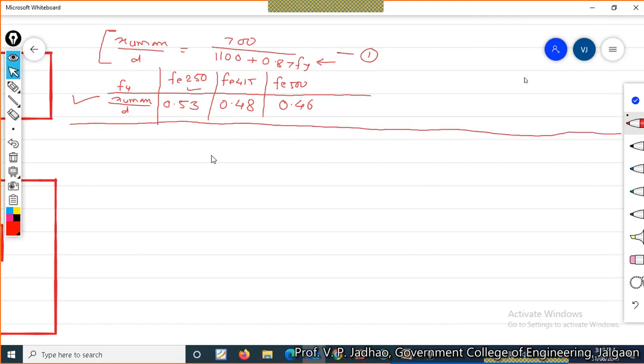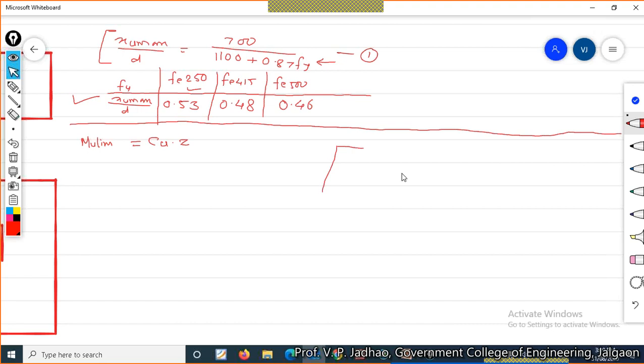Okay, now there is another formula. Now we know the moment of resistance or maximum limiting moment, Mu limiting. Mu limiting is equal to Cu into Z, where Cu is the compressive force and Z is the lever arm.